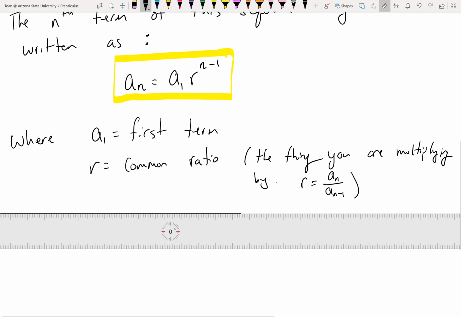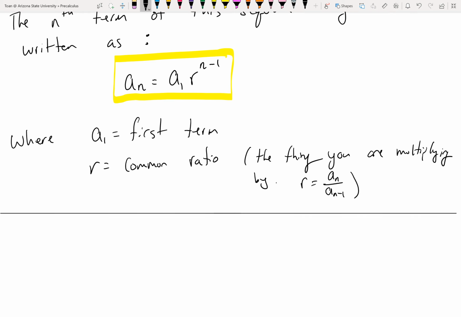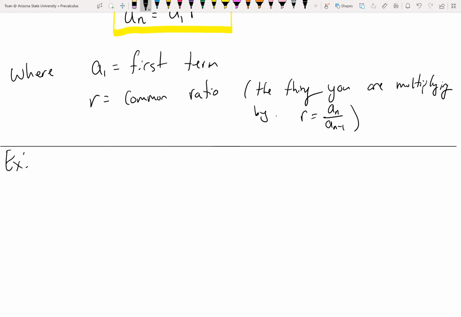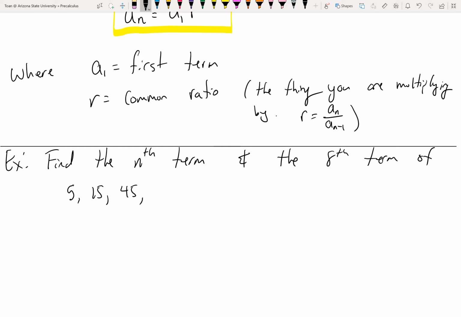It should be a pretty straightforward idea. It's just like arithmetic. If you know for a fact something is geometric, you can pretty much go on autopilot, because the sequence is guaranteed to follow this pattern, this behavior. So, for example, if you were asked to find the nth term and the 8th term of 5, 15, 45, 135, and so on and so forth.